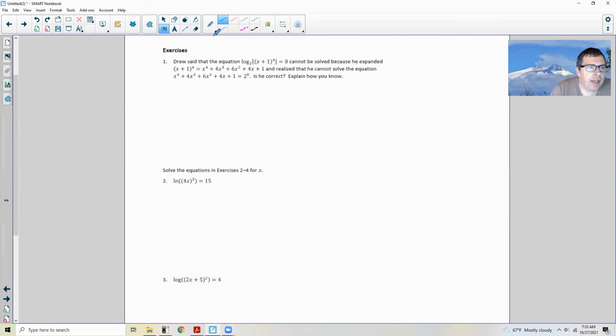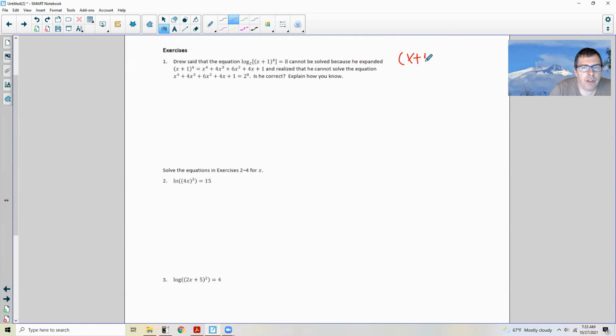Okay, so number 1 says, Drew said that the equation log base 2 of the quantity x plus 1 to the 4th equals 8 can't be solved because he expanded x plus 1 to the 4th power and got x to the 4th plus 4x cubed plus 6x squared plus 4x plus 1. How did he do that?